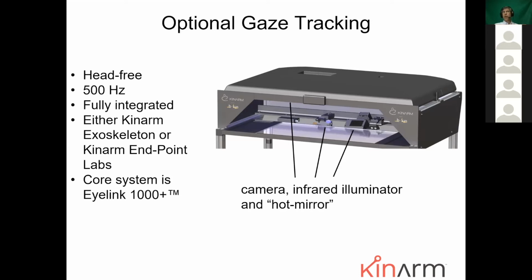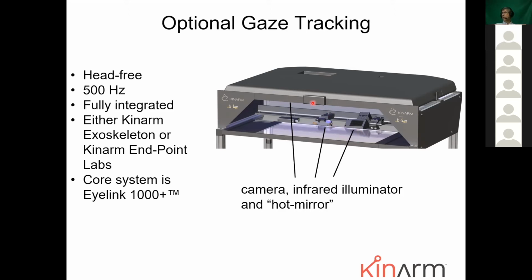Just so you know, there is an optional gaze tracking module that we sell. This is the Kinarm gaze tracker. It's a heads-free system that goes at 500 hertz. It can be purchased after the fact and integrated into the system. For those of you who maybe are not sure how gaze trackers work, basically they work in the infrared spectrum. There's an illuminator that provides a bright amount of illumination in the infrared spectrum, so the subjects can't see it. And then there's a camera that has a nice bright view of the subject's face.